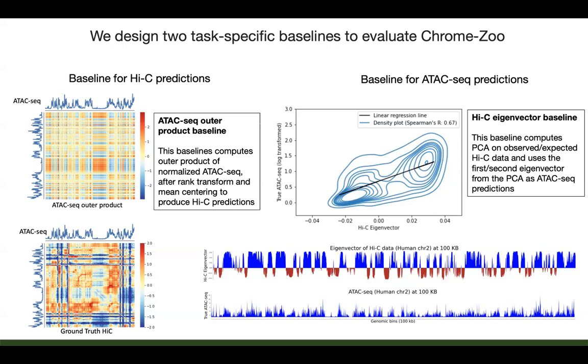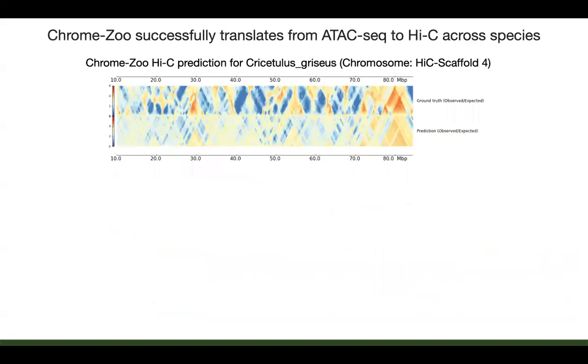So using both these baselines, we evaluate chromzoo first in the direction of predicting Hi-C from ATAC-seq data. And visually, here's an example of how the chromzoo Hi-C predictions look like. This is Chinese hamster Hi-C scaffold 4. On top is the ground truth Hi-C, and bottom is the predicted Hi-C observed over expected values. And you can see that the predictions at the bottom capture the TAD structures, which are the majority structures that exist at 100 kb resolution.